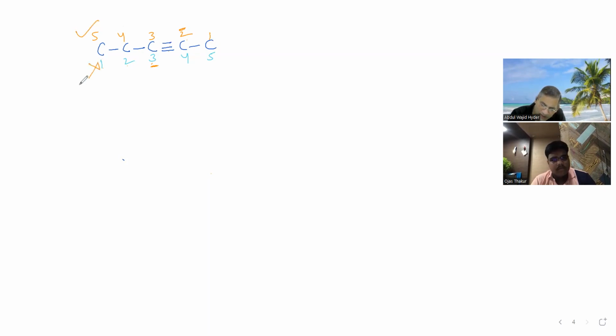This won't be the right one. So total, how many carbons are there? 5. So pent. Now see, on the 2nd carbon, a triple bond is there. So pent-2-yne. Is this okay, beta? Yes, sir. Pent-2-yne is the name of this compound, or you can write it 2-pentyne also.